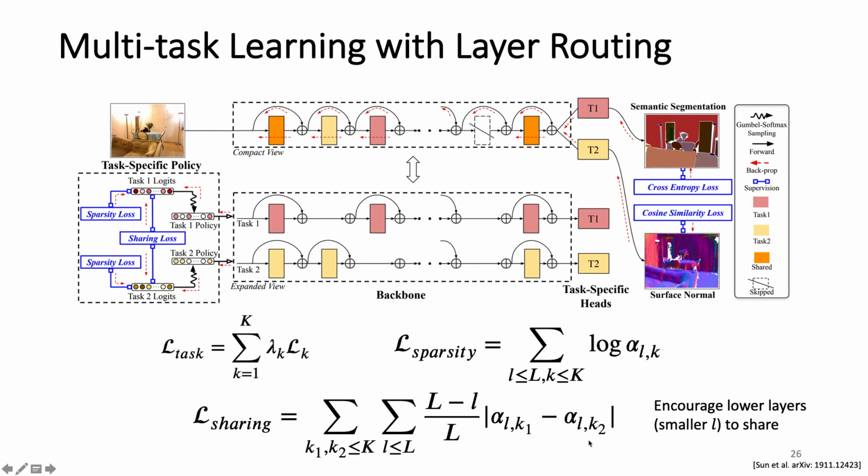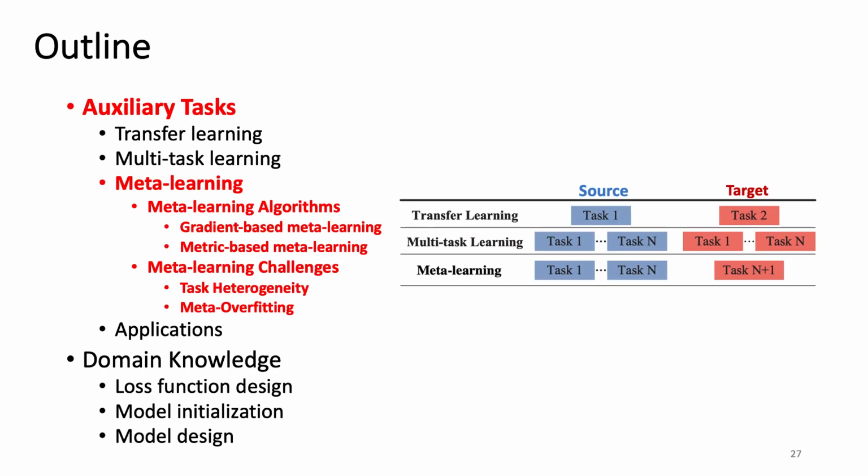This is straightforward because usually in neural nets, the lower layers are the fundamental building blocks of the images, and the higher the layer is, the more task specific it is, and we allow them to be more specific towards the target tasks. So that was the idea of this paper, and that is about multitask learning.